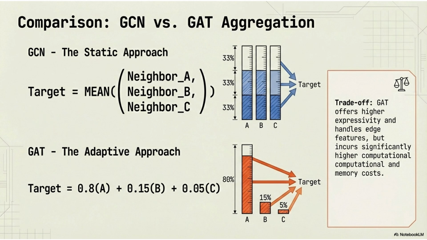Here we are showing the comparison table of graph convolutional network and graph attention network aggregation. Here is the static approach: the target takes the mean value of neighbor A, neighbor B, and neighbor C. The target values are 33 percent each for A, B, and C, equal parts. Then in the graph attention network, the approach to the target values is adaptive.